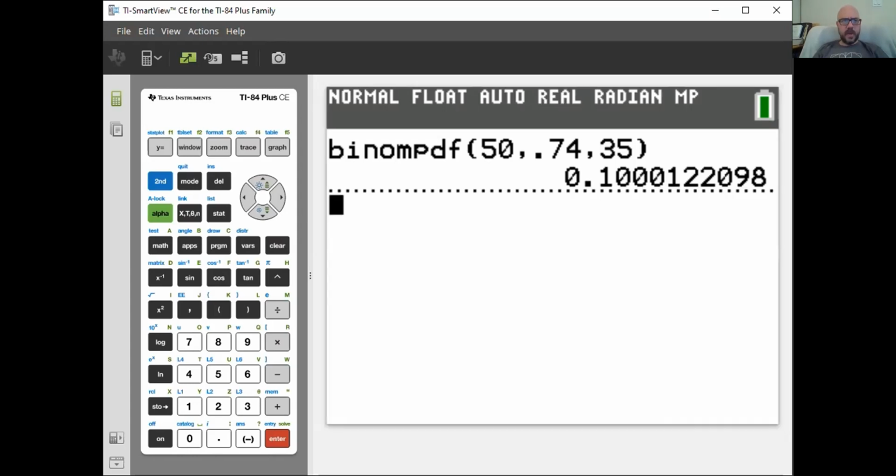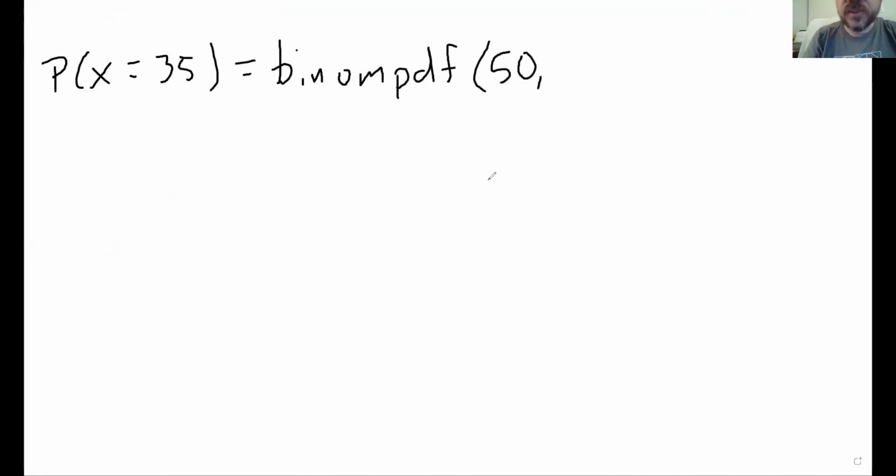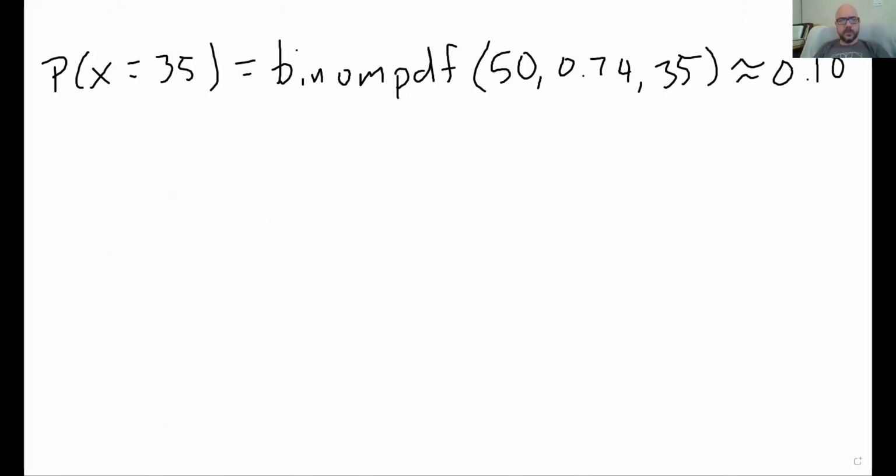So let me pop back over to the whiteboard, where I can say that this is binomial PDF of 50, 0.74, x was 35. Excuse me, stuff's in the way here. And that is about equal to 0.10. Okay, great. That's how we're going to use the calculator to find binomial probability, by using binomial PDF and CDF. So let's see what the next question is.